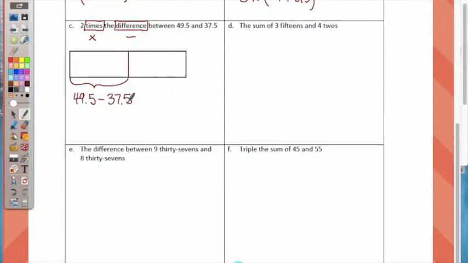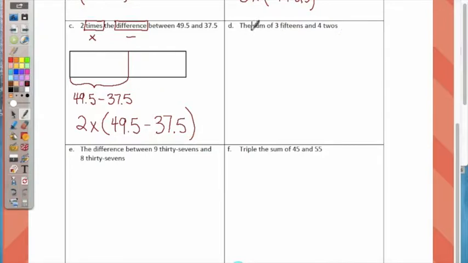Okay, and the expression, Jesus, what do you think? You think you can help me with it? So I'm going to start with multiply. So what will I write first? It's just like this one, only we've got a subtraction sign. 2 times 49.5 minus 37.5. Good.